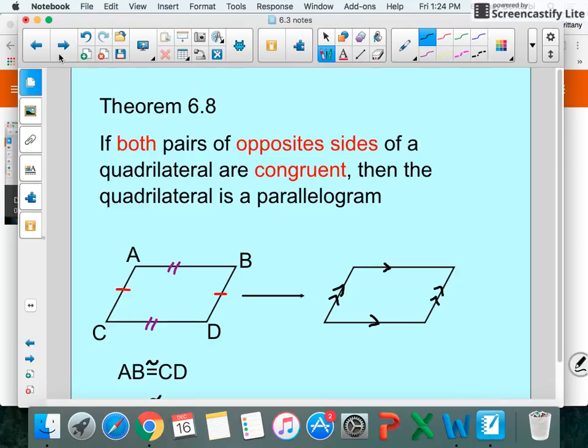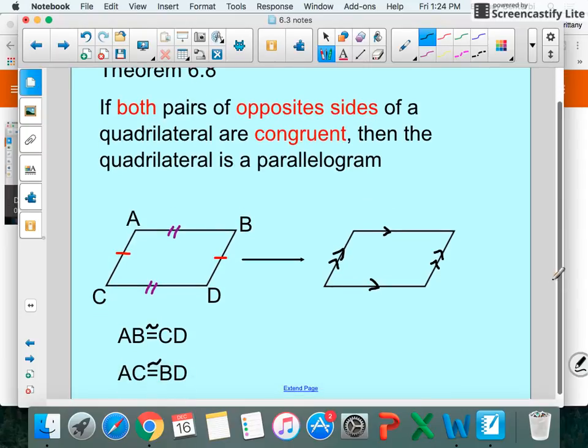So our first theorem says that if both pairs of opposite sides of a quadrilateral are congruent, then the quadrilateral is a parallelogram. So the key thing here is you have to be given both pairs of opposite sides or it can't be a parallelogram. So here we have AB is congruent to CD and AC is congruent to BD. So we can then say we have a parallelogram.